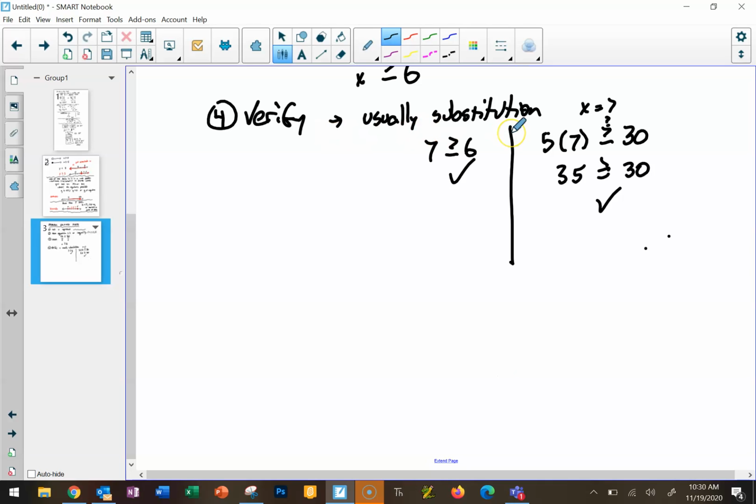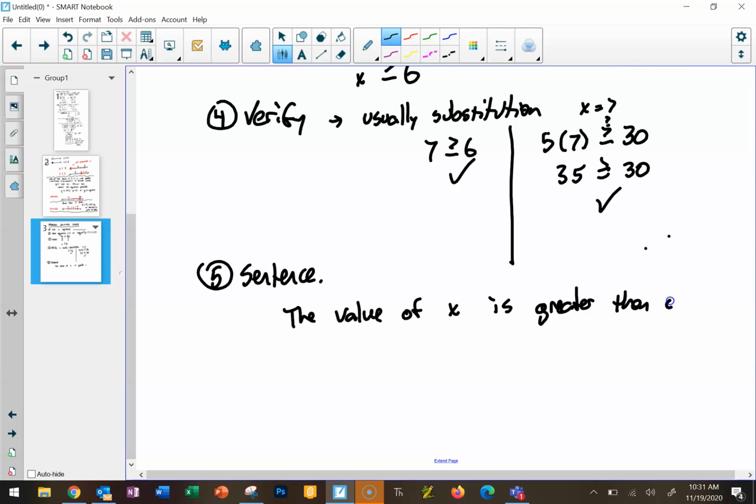And usually we get you to check a couple. It says 3 in the textbook. I figure if you check 2, you're pretty sure. And then 5 is your final sentence, right? So this would be, the value of X is, what did I say? Is greater than or equal to 6.